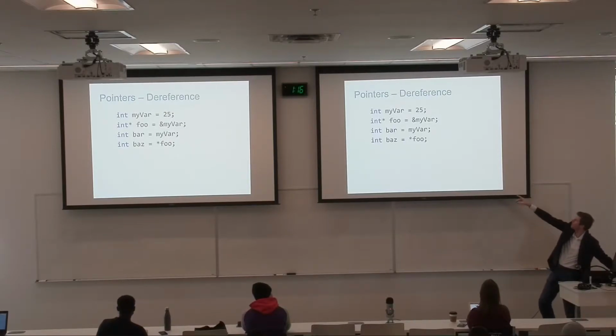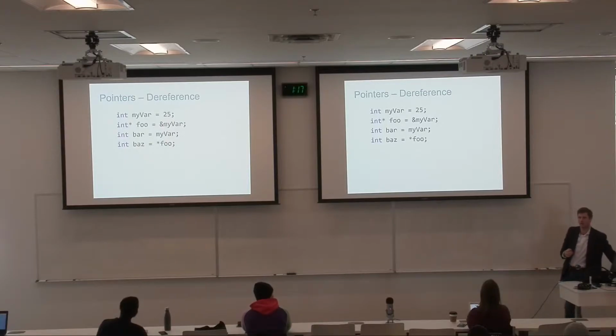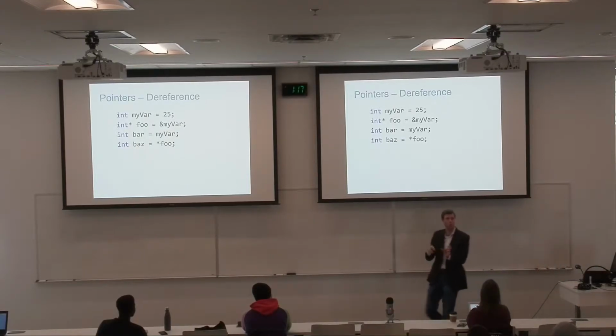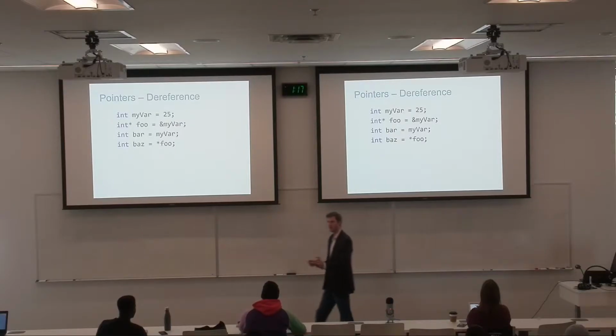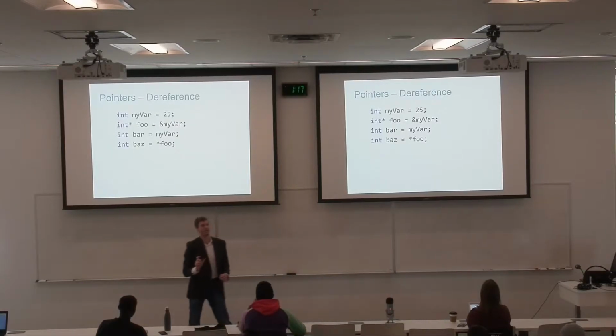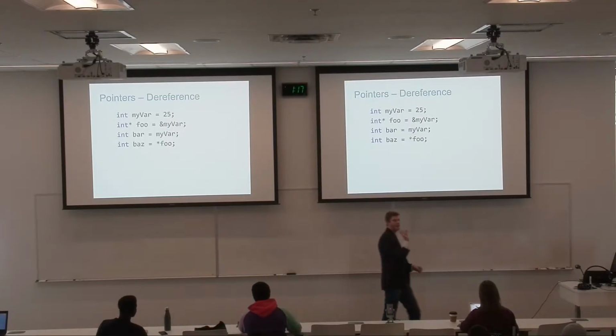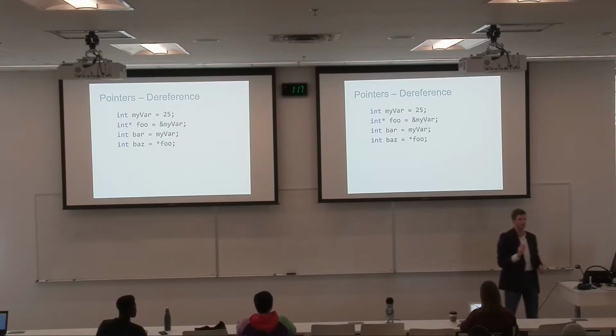How on earth could we put foo into baz? Why was I allowed to do that here? What did I do? Exactly. I dereferenced it. I put the star in front of the variable. Similarly, when the ampersand was in front of the variable, that says, don't tell me what's in the variable, tell me where that variable is. When I put a star in front of it, that means, don't tell me what's in the variable, tell me what's at the memory address inside the variable.